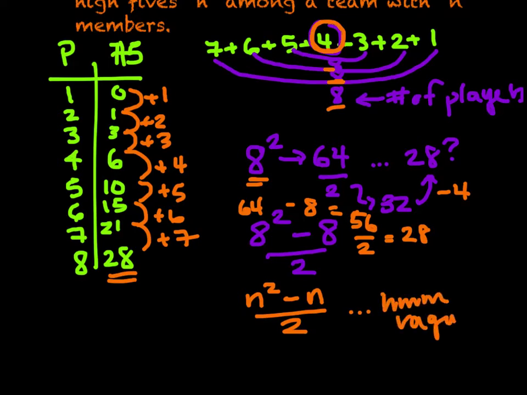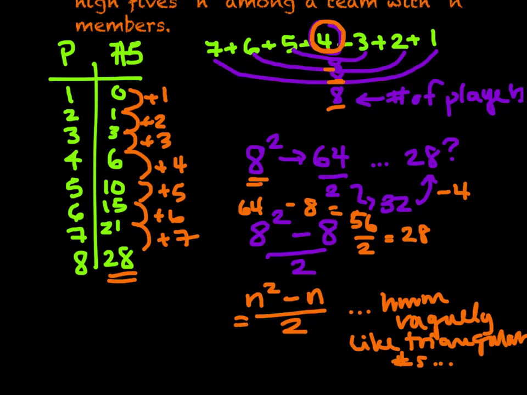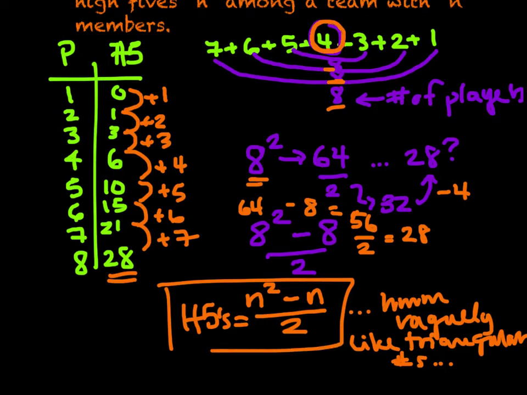Vaguely like triangular numbers, or exactly like triangular numbers. Kind of fun. Actually, I think it's more vaguely like. Either way, here is my equation that represents the number of, I should write not handshakes, but I'll write high fives for this, for any number of players.